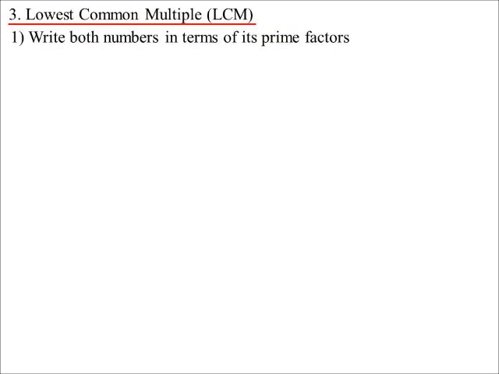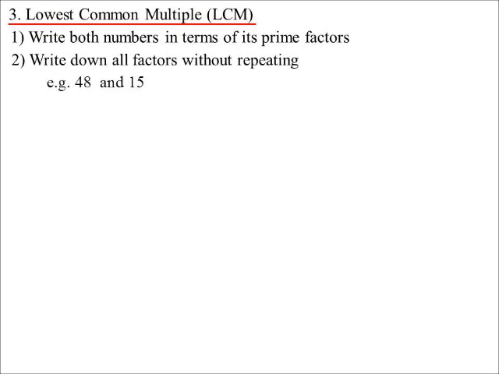Okay, lowest common multiple. We also have something in algebra that's similar to this when we're doing our fractions. Lowest common denominator, we call it. But it's the same sort of idea. So again, we would write the numbers in terms of its prime factors. Then we would write down all the factors without repeating. Or what I said when we were doing algebraic fractions, I said if it's not there, put it down. So we'll do a much smaller one, it'll be a bit quicker this time.